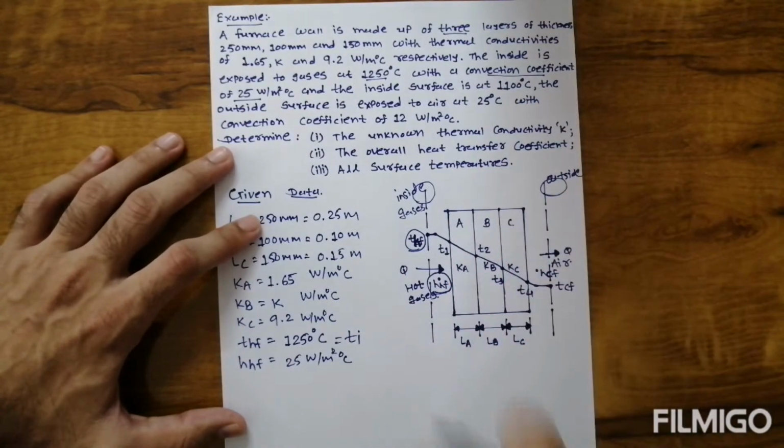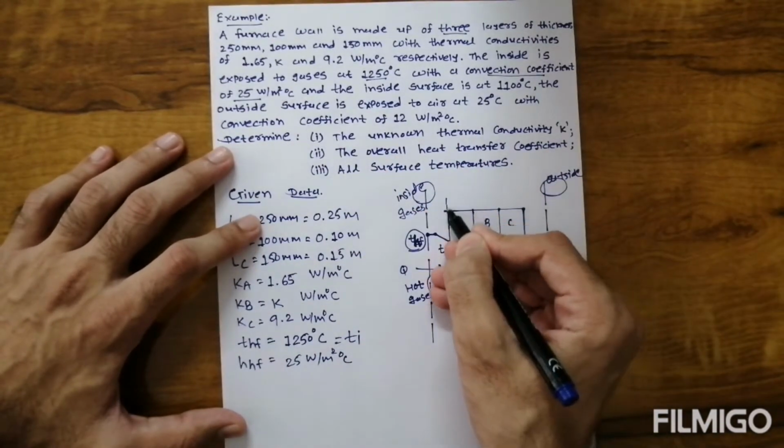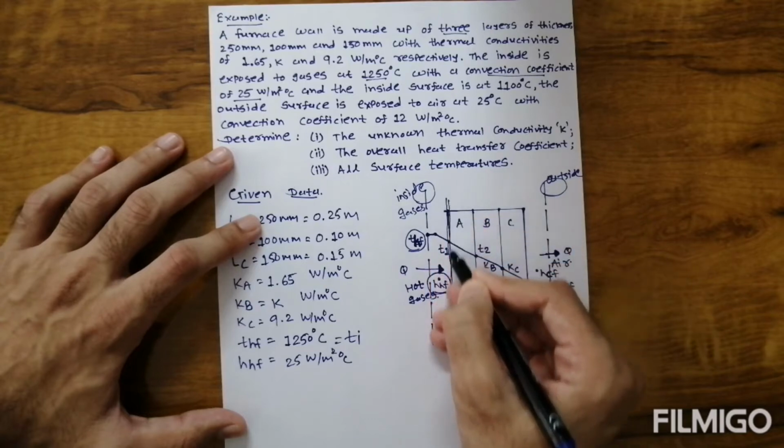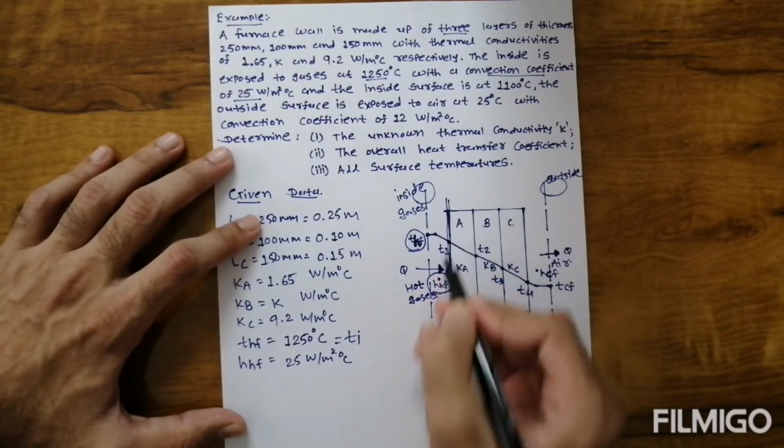So which one is the inside surface? Because we are considering the inside hot gases, that will be your inside surface. That is your inside surface. Okay, and what will be our inside surface temperature? Our inside surface temperature is T1.